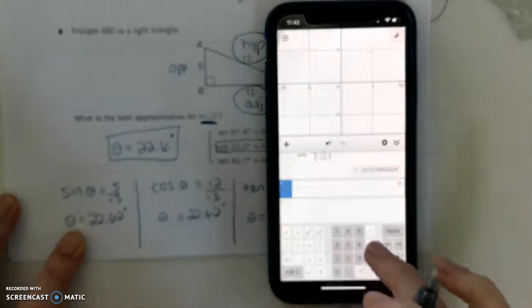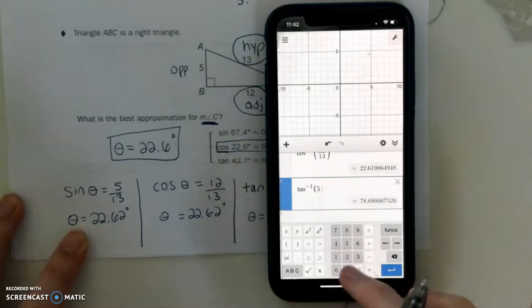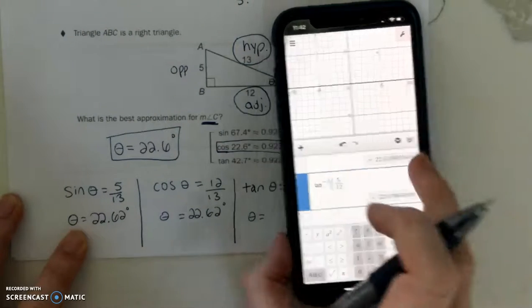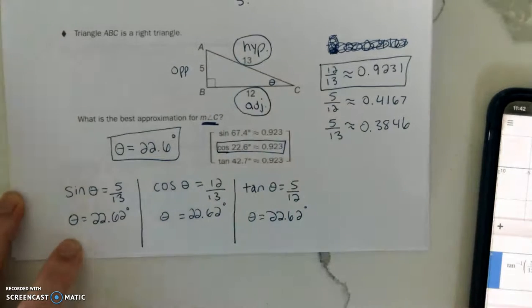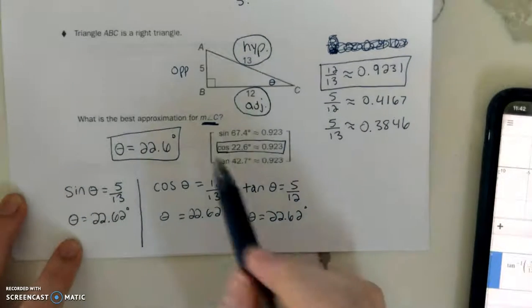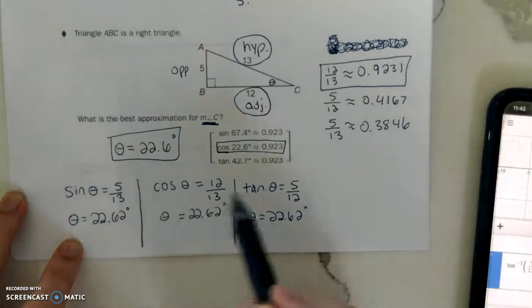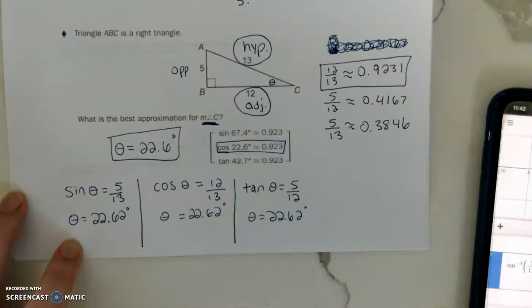So we'll go down again and we'll do functions, tangent, 5 divided by 12, 22.62. All right, so that was 4 different ways to do this problem. You can use the ratios they give you, or you can use any of the 3 trig ratios because they gave us all 3 sides. All right, nice job.